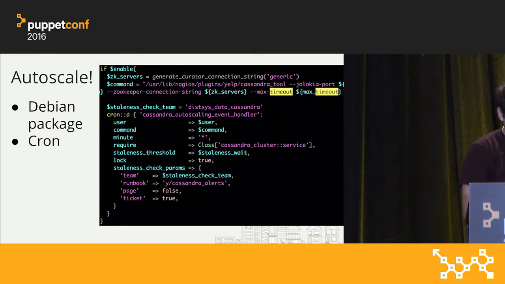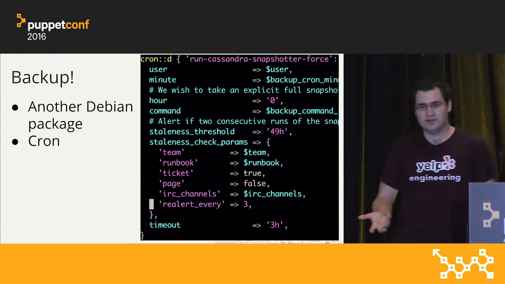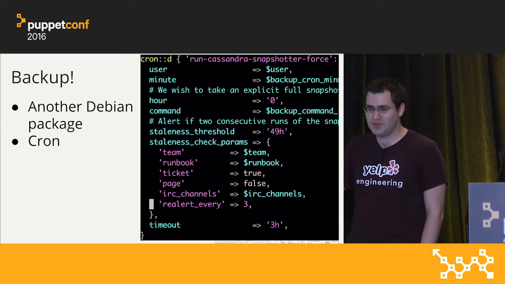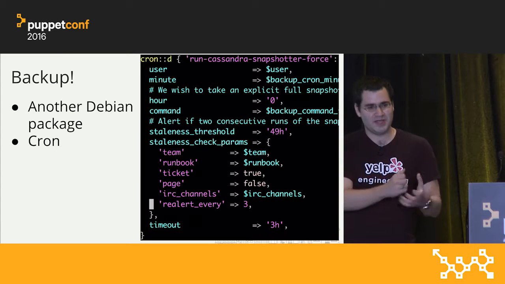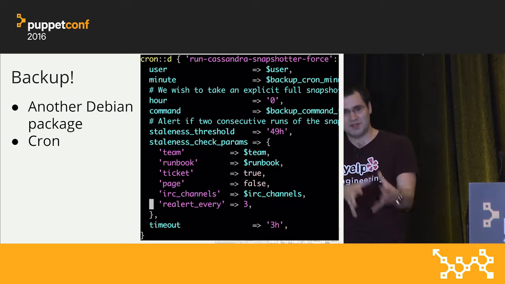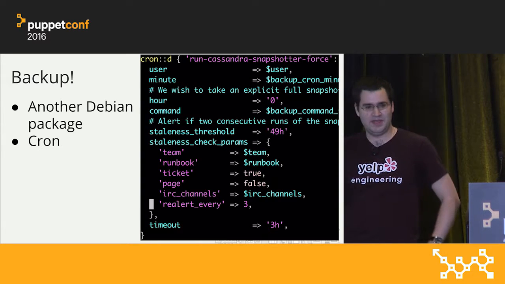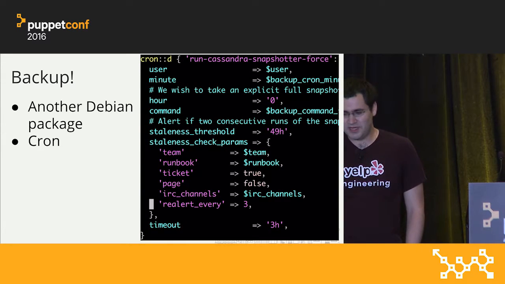So that's pretty cool. But you can also do things like backing up your data. So here's an example of how we use Puppet to drop a cron, which uses a snapshotter, which is installed through a Debian package. So again, Puppet installs the automation, but isn't necessarily the full story in and of itself. It's the control plane, not the data plane.